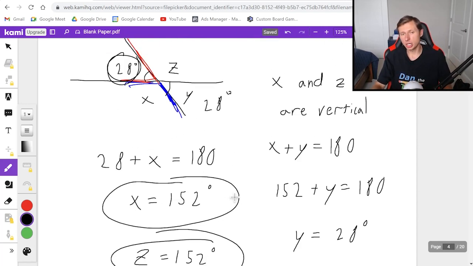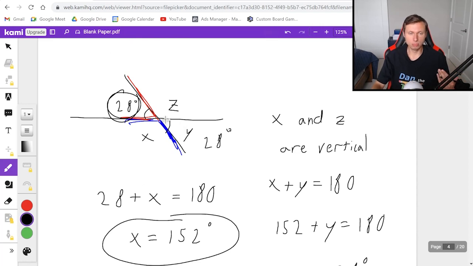And by the way, if you do want to check your answer by doing the supplementary angles, you'll see that the 28 plus 152 for Z will add up to 180, so we're good.